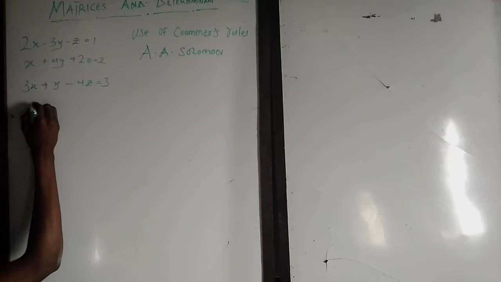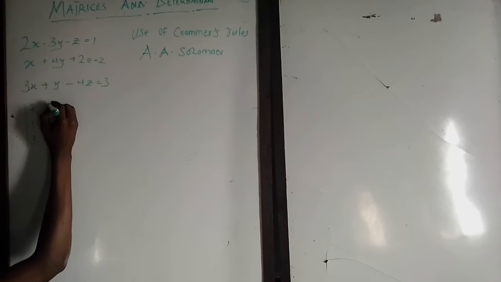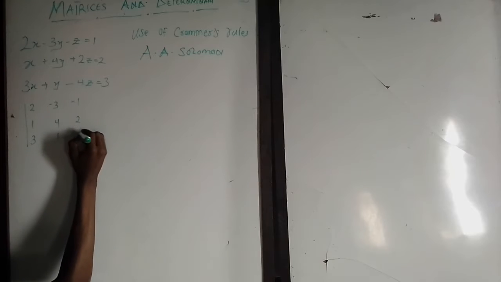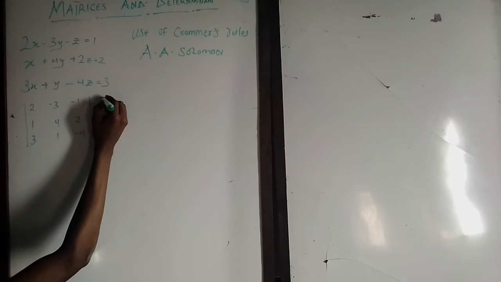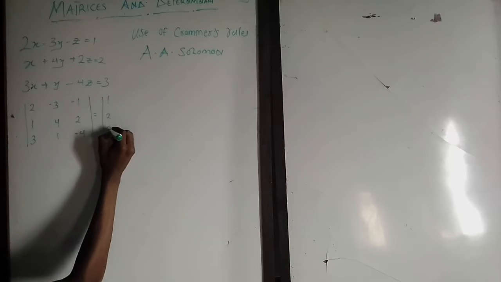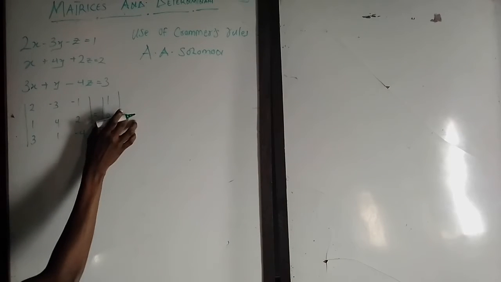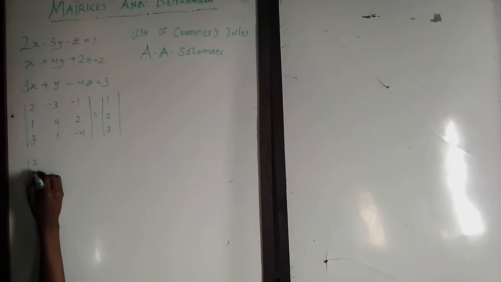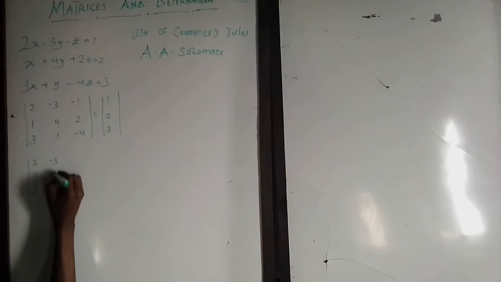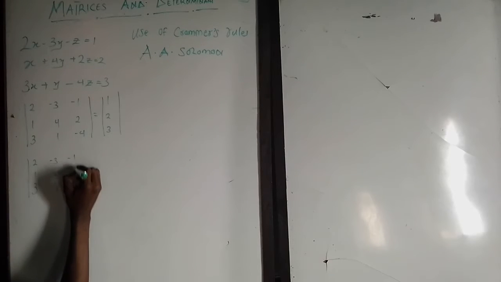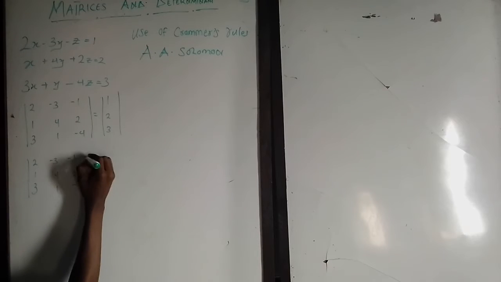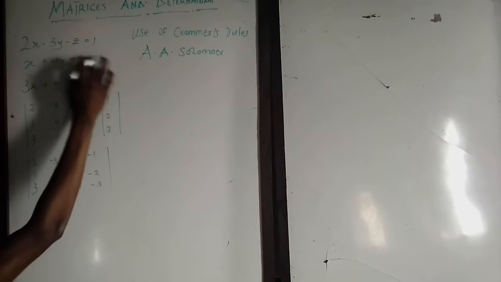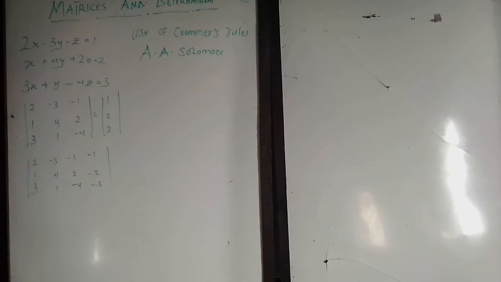So this is going to be 2, 1, 3, minus 3, 4, 1, then minus 1, 2, minus 4. You draw your line, equals to, you are going to have 1, 2, 3. So you take this, you bring it inside. So you are going to have 2, 1, 3, minus 3, 4, 1, minus 1, 2, minus 4. Then you are going to have minus 1, minus 2, minus 3. If you are bringing this inside, we change to what? Minus. So do we understand?